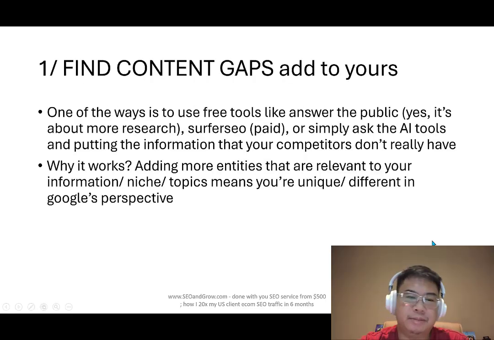With users in mind. So, number one, the first tip to use AI to generate or write content is to find content gaps and add them to your existing content. It's applicable to both new content and existing content. One of the ways to do this is to use free tools like Answer the Public. Yes, it's more about research. One other tool would be something like Surfer SEO.